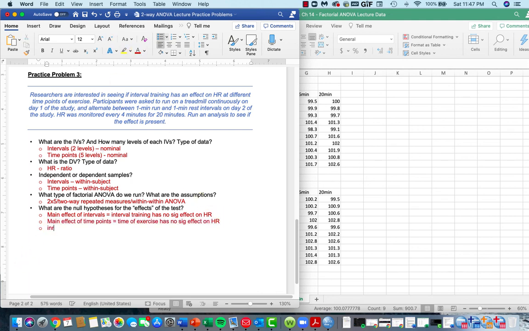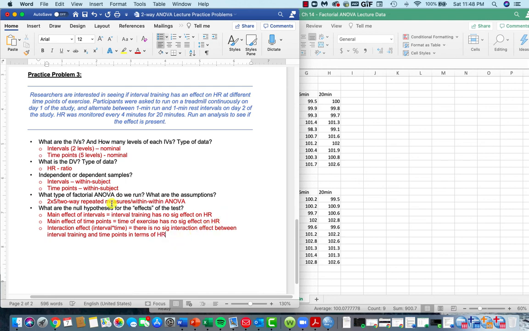And then lastly, we'd be looking at the interaction effect. This is going to be between interval and time, basically saying there is no significant interaction effect between interval training and time points in terms of heart rate.